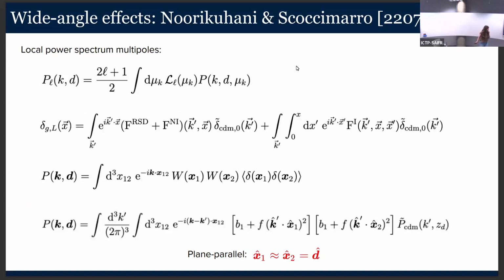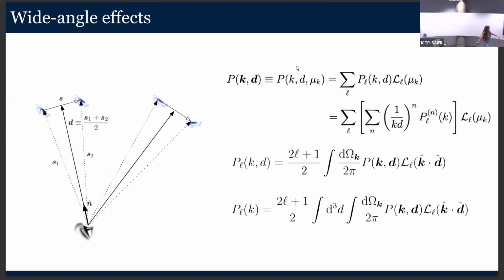So this is one of the examples. And then if you assume the plane parallel limit, then this exponential simplifies. You can integrate these things, and then you recover the standard plane parallel. So x1 is the distance to one galaxy or to the average? You can parameterize this pair here as the separation and the local line of sight. So it's x1 and x2 in this picture. x1 would be the position of this, x2 would be the position of that.